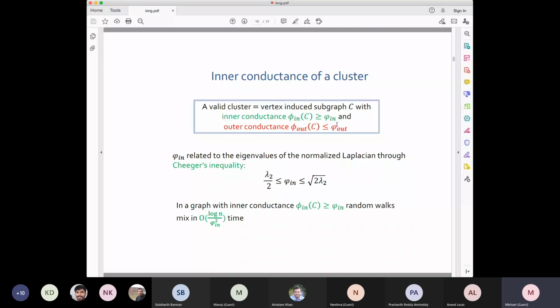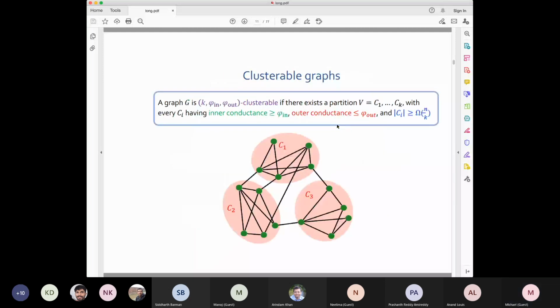Good. So in particular, what we know, and this is something that we will use, we know that in a graph with inner conductance at least phi n, random walks mix in at most order log n over phi n squared time. Basically, they mix to the stationary distribution, which here is just the uniform distribution, because the graph is regular. Okay, great. So equipped with these definitions, I can actually tell you what clusterable graphs are.